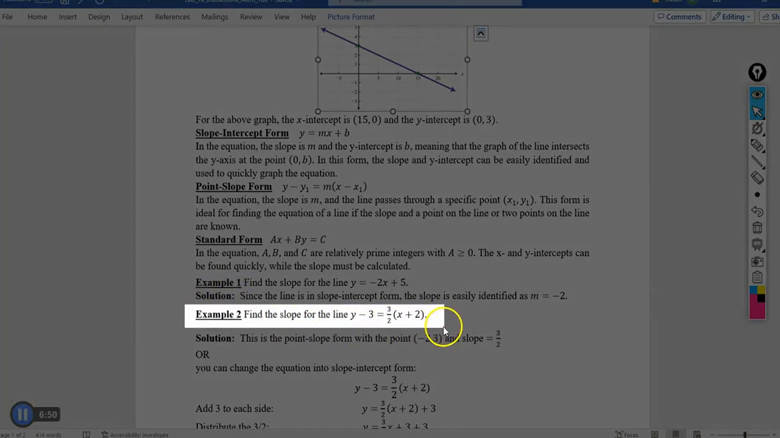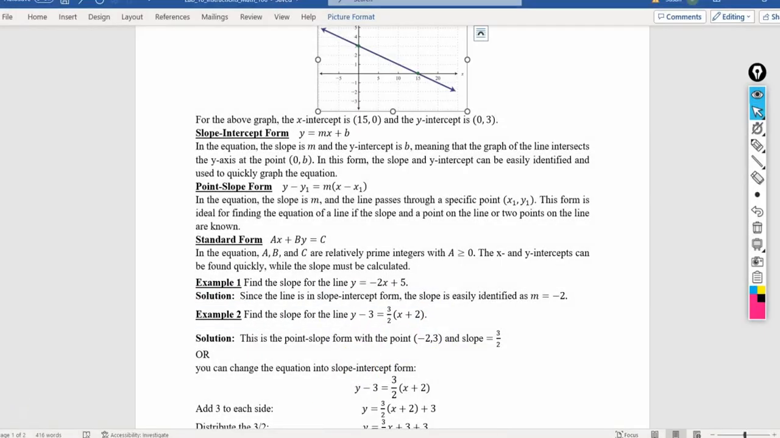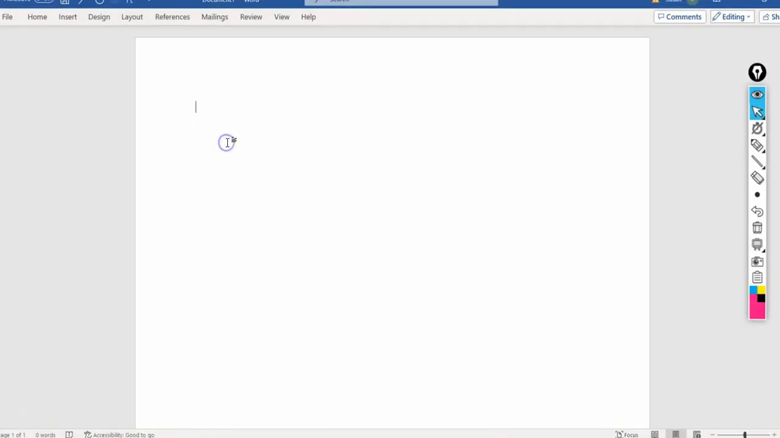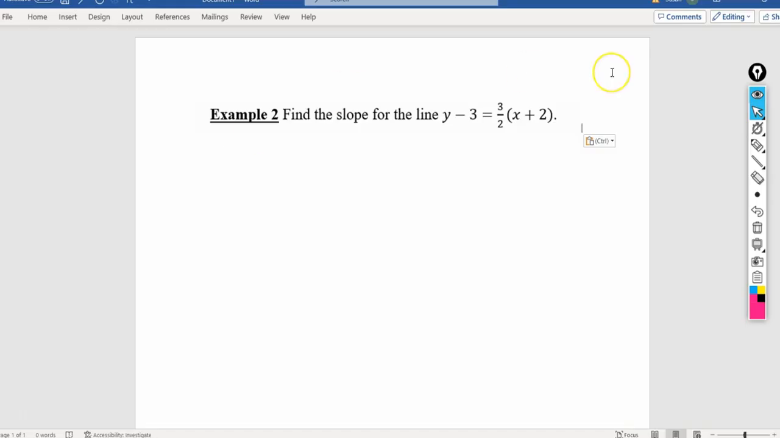If you're asked to find the slope, now here's what students will mistakenly do. Students will mistakenly think that the number multiplied by x is the slope. That is only true if it's in slope-intercept form. So if I'm going to find the slope for this, I need to get it into slope-intercept form.